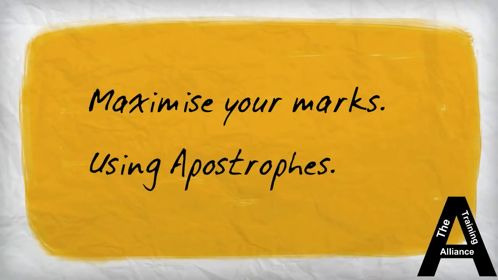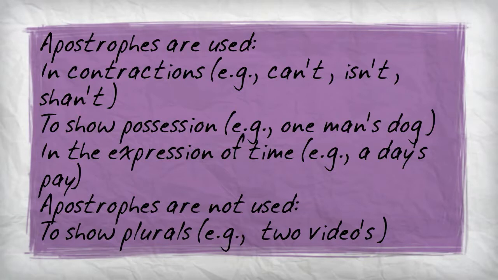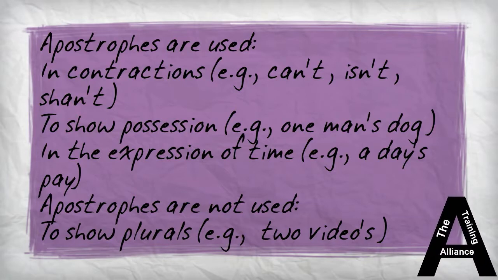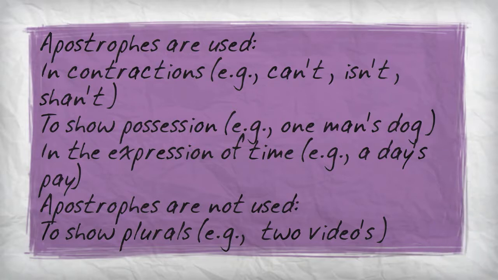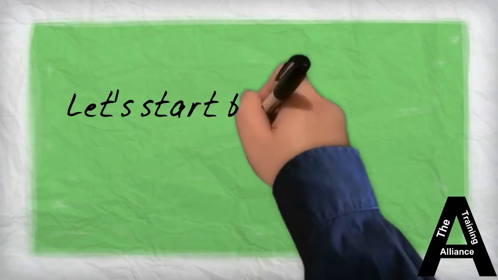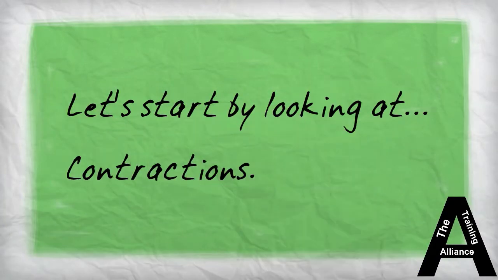Maximize your marks using apostrophes. Apostrophes are used in contractions, for example can't, isn't, shan't, to show possession, for example one man's dog, in the expression of time, for example a day's pay. Apostrophes are not used to show plurals, for example 2 videos. Let's start by looking at contractions.